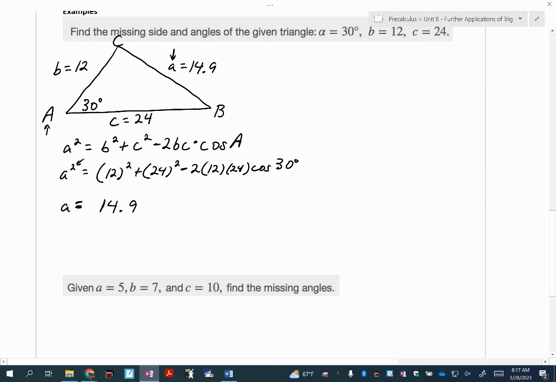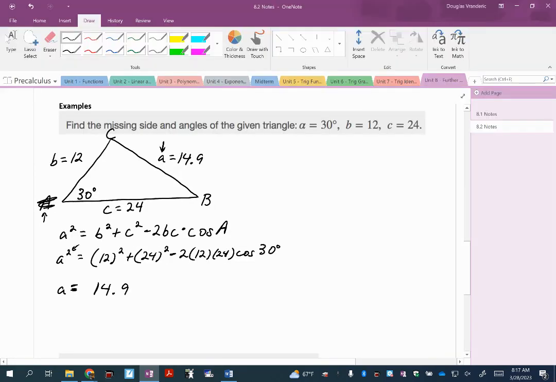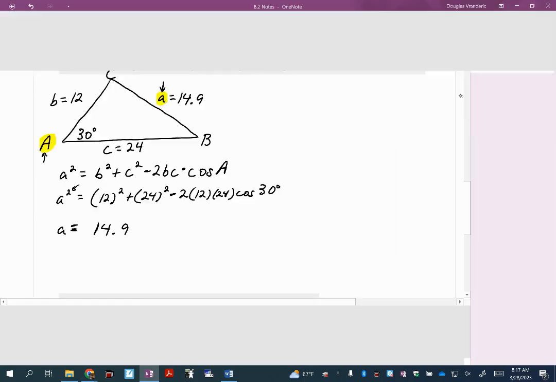Okay. Now at this point, because you do now have a pair, again, I'll try to make that clear, I know angle A and I know side length A. So now I can use the law of sines.